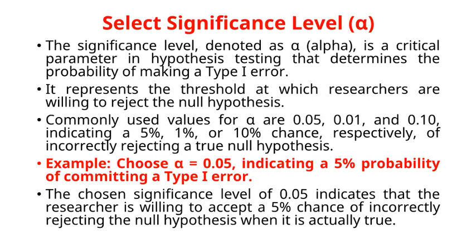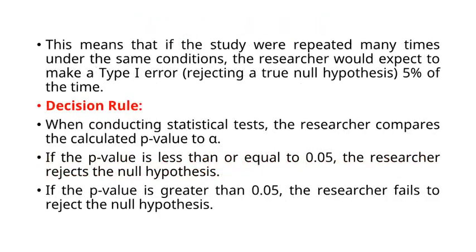Example: choose alpha equal to 0.05, indicating a 5% probability of committing a type I error. The chosen significance level of 0.05 indicates that the researcher is willing to accept a 5% chance of incorrectly rejecting the null hypothesis when it is actually true. This means that if the study were repeated many times under the same conditions, the researcher would expect to make a type I error, rejecting a true null hypothesis, 5% of the time.